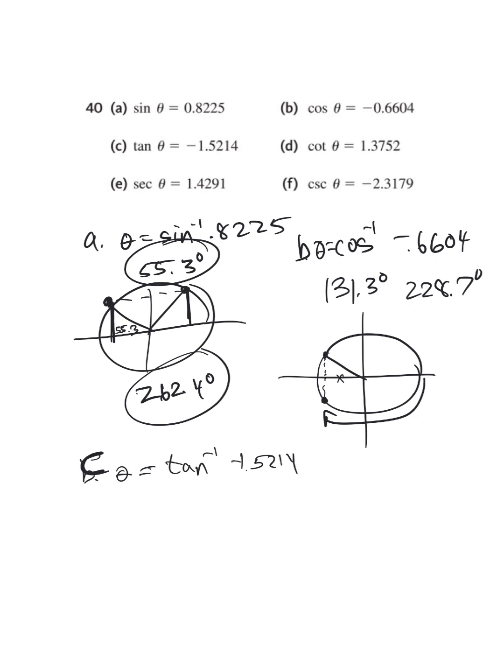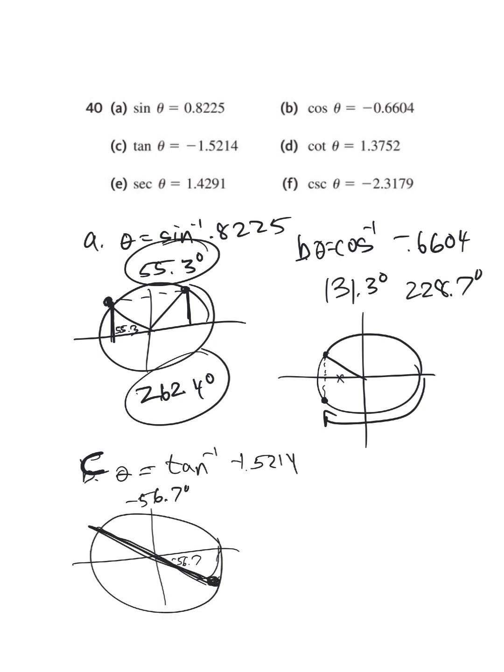See, negative 1.5214, and we're taking the arc tangent of that. So that's negative 56.7 degrees. And tangent is 180 degrees apart on your circle where you get these values. So first of all, what is the negative 56.7? Take 360 minus the 56.7. You're going to get all the way around, which is 303.3 degrees.